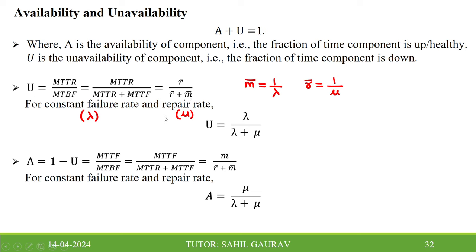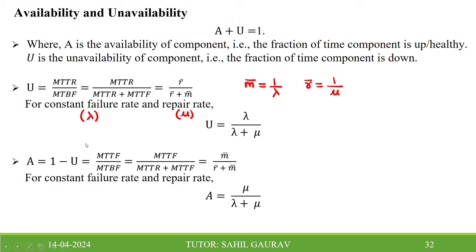And for constant failure rate and repair rate, you put R bar equal to 1 upon mu and M bar equal to 1 upon lambda, you will get unavailability as lambda upon lambda plus mu. In a similar way, you can find availability, the fraction of time the component is up or healthy. For what time it is in up, healthy condition, that is mean time to failure upon mean time between failure. So in the numerator it is mean time to failure, and in the denominator it will be the total time duration or mean cycle time. So mean time between failure is the mean time to repair plus mean time to failure. So M bar upon R bar plus M bar, and for constant failure rate and repair rate it will be mu upon lambda plus mu.